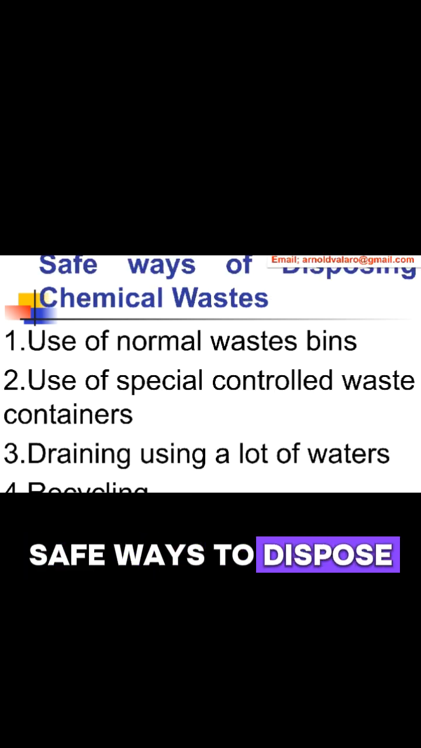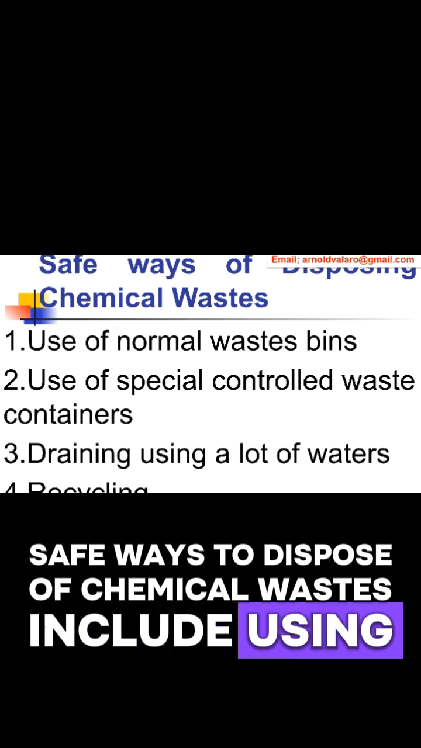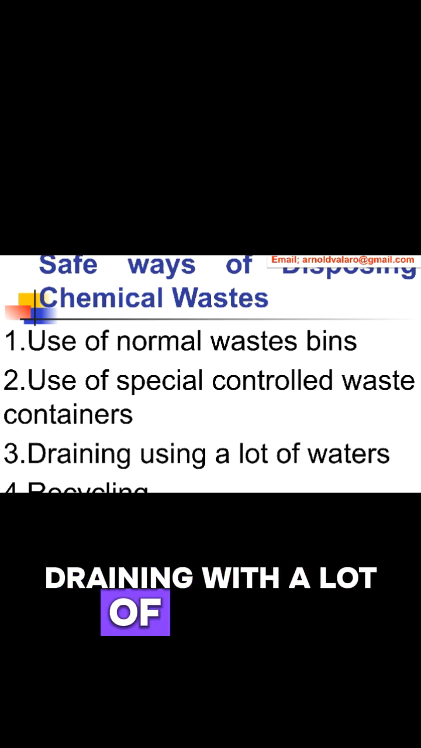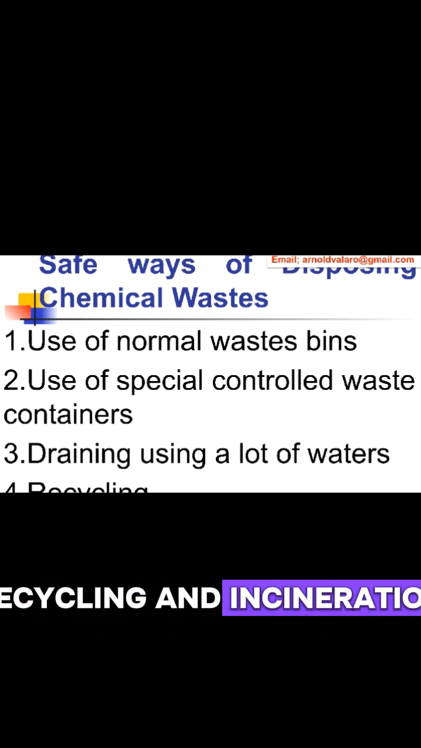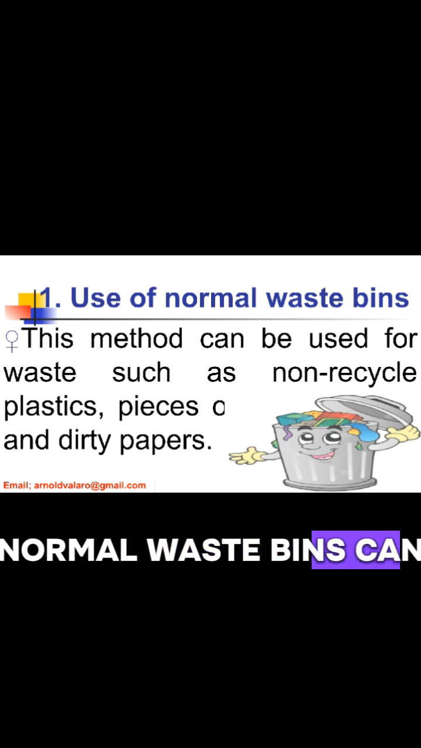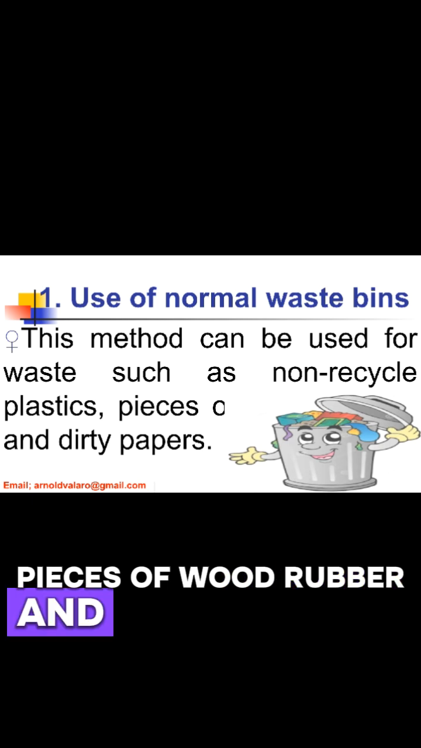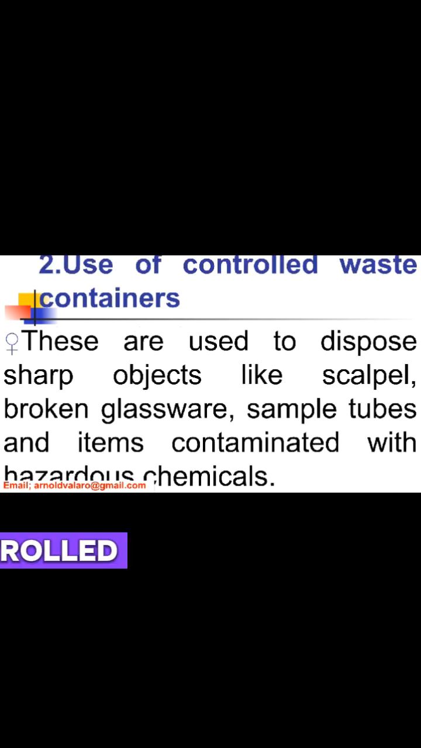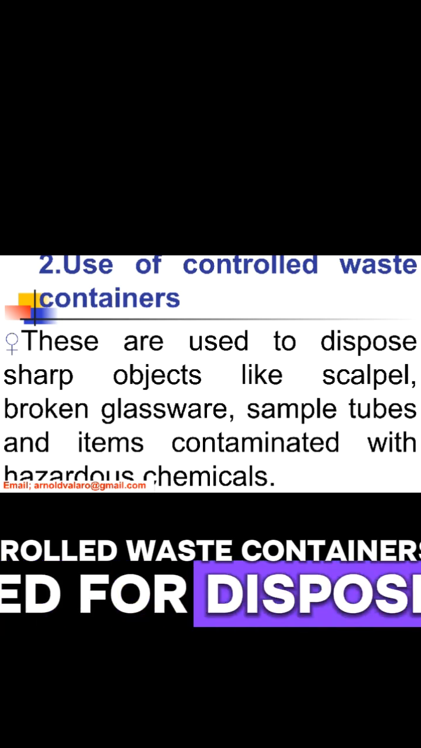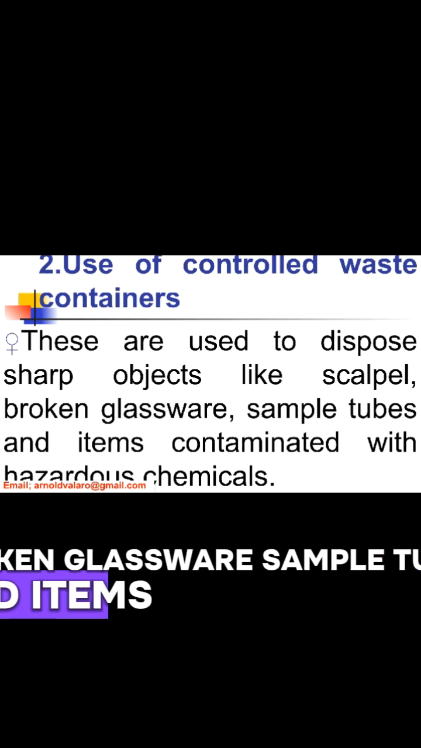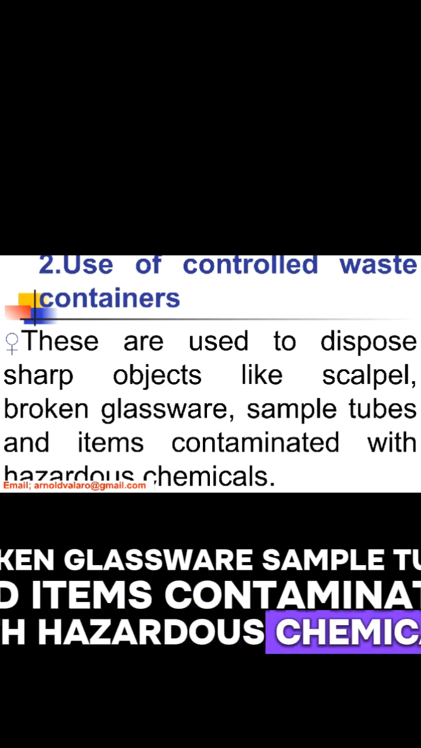Safe ways to dispose of chemical wastes include using normal waste bins, special controlled waste containers, draining with a lot of water, recycling, and incineration. Normal waste bins can be used for non-recyclable plastics, pieces of wood, rubber, and dirty papers. Controlled waste containers are used for disposing of sharp objects, broken glassware, sample tubes, and items contaminated with hazardous chemicals.